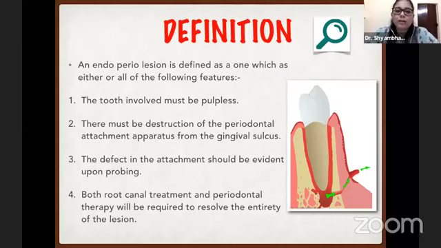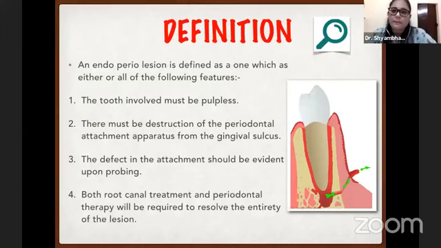Now, to define an Endo Perio lesion, basically there is no set rule or set definition for Endo Perio lesion, because it has several presentations and it can be seen in various different types. However, an Endo Perio lesion is defined as one which will have either or all of the following features. So it is basically based on the types of features that are involved, depending upon the clinical presentations or the symptoms that the patient presents with. So basically, first of all, the tooth involved must be pulpless. If it is a primary endodontic lesion, definitely the pulp will get damaged and there will be a necrosis of pulp that will be seen. So that pulp becomes pulpless. There must be destruction of the periodontal attachment apparatus from the gingival sulcus.